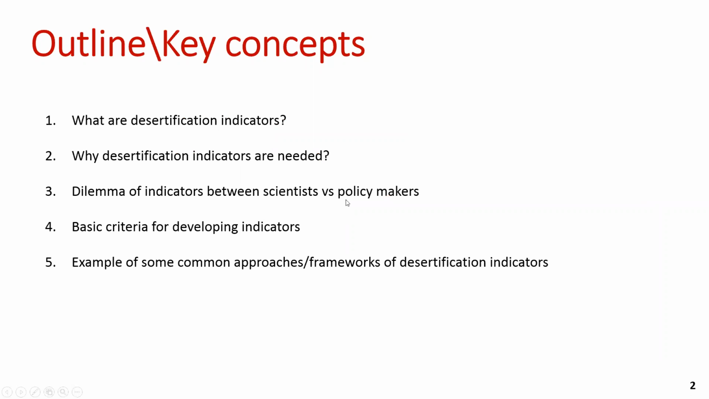Through the lecture, you will be learning about the concept of desertification indicators. You will also know why the indicators are needed, and we will get into the dilemma between the scientists and the policymakers when it comes to the indicators. Then we're going to see some of the basic criteria for developing the indicators. And at the end of the lecture, I will give you an example of a common approach or framework that is used as an indicator for desertification.